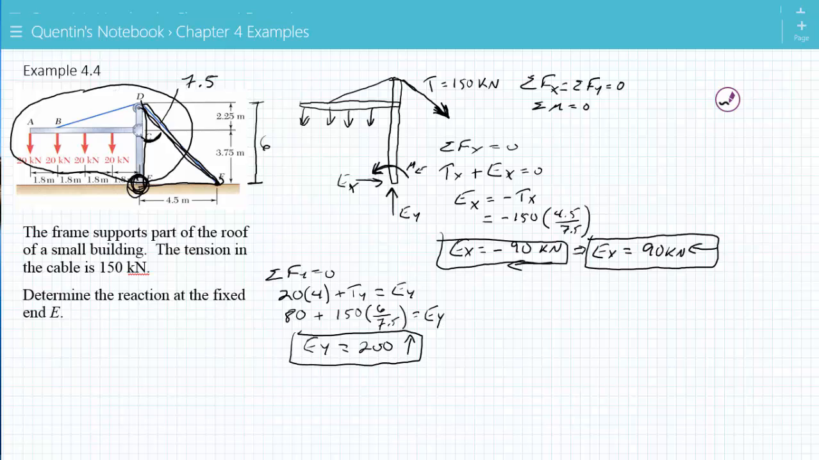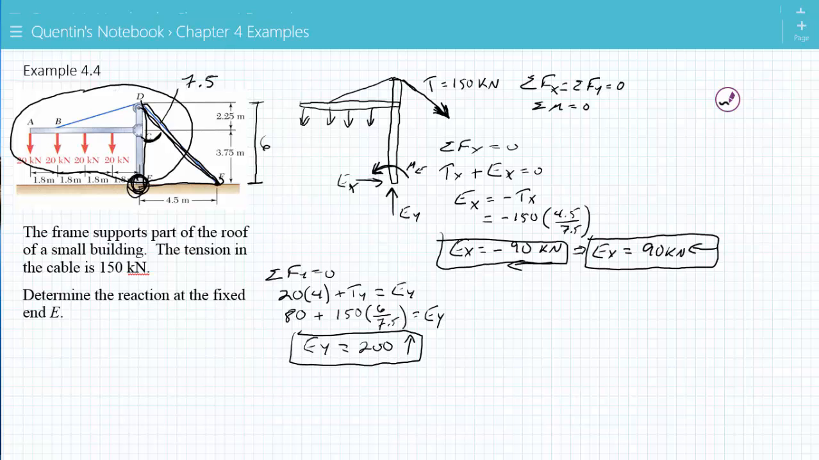Okay, and so what's left? Well, we still have one unknown left, and that's the moment at E. So is there a moment at E? Well, this thing is buried straight in the ground, so it has the ability to resist a moment, so we've got to figure out what that moment is. So how do we do that? Well, let's take the sum of the moments. And where should we take them?